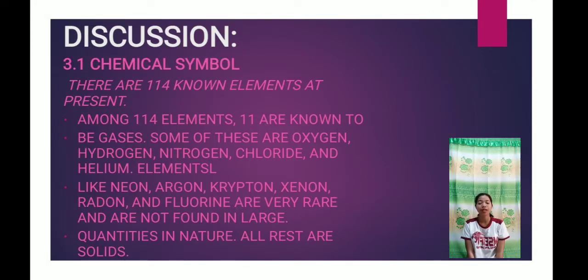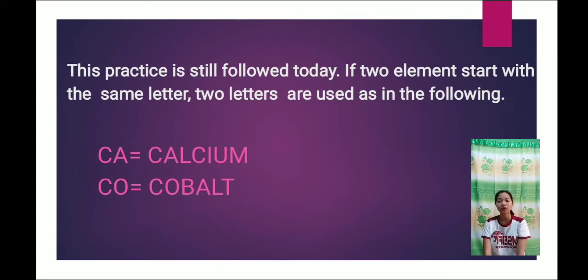Discussion: chemical symbol. Dito po sinasabi na mayroong 114 known elements at present. At sa 114 na yun ay sinasabi na mayroong 11 gas. Ito ay ang mga oxygen, hydrogen, nitrogen, chlorine, and fluorine. Elements naman po ay like neon, argon, krypton, xenon, radon, and helium. So, itong 11 ay sinasabi na very rare and are not found in large quantities in nature, i.e., all the rest are solid. This practice is still followed today.